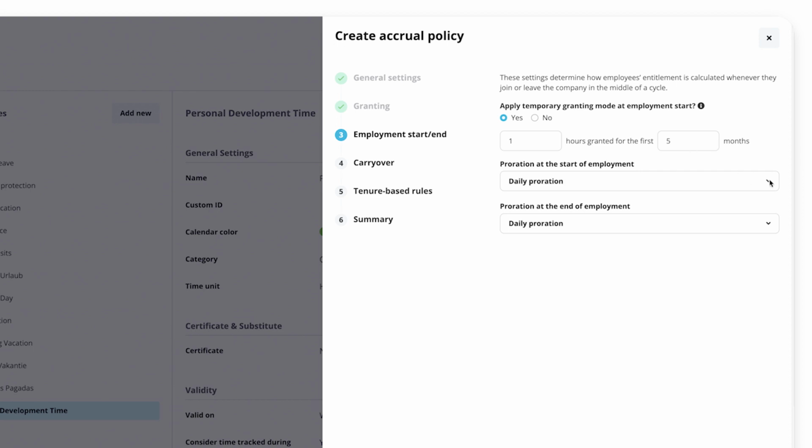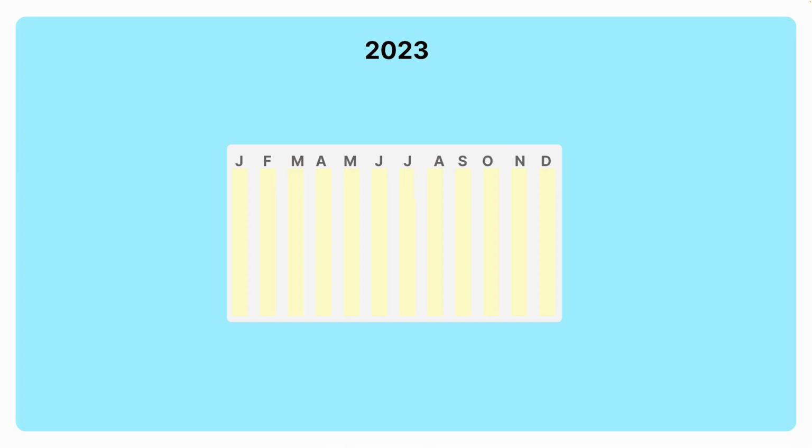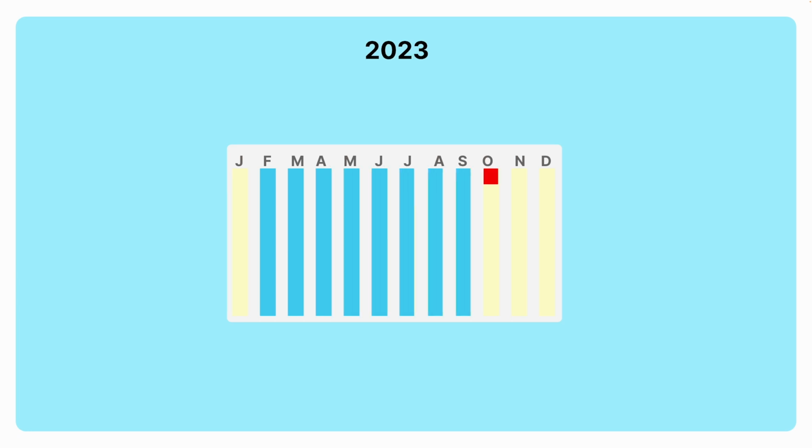You can also define the applicable proration rule for start of employment and end of employment. If the employee's contract end date or termination date falls within their first 6 months, their absence entitlement is always prorated, whatever you set. If it falls within the second half of the year, they will always get their full absence entitlement, whatever you set, assuming you've set granting mode to all at once.